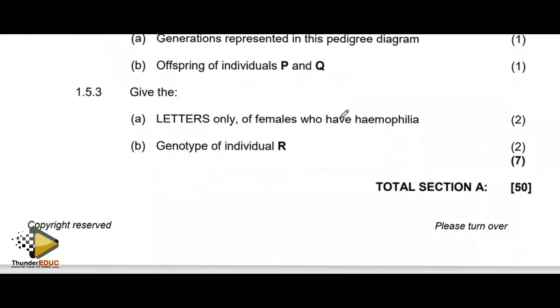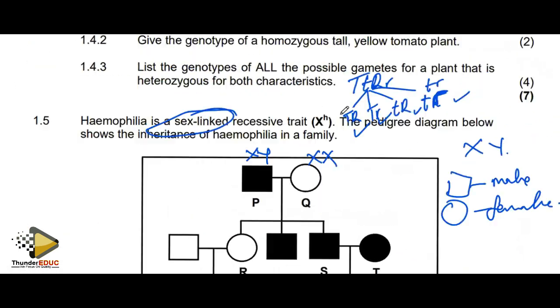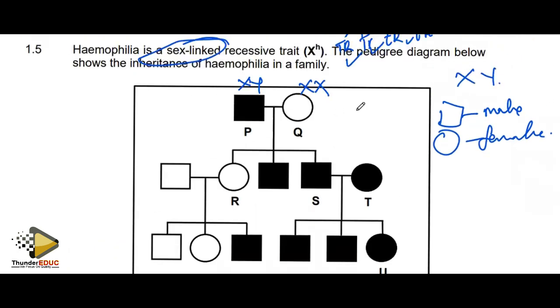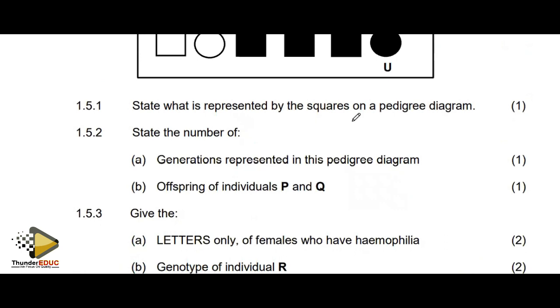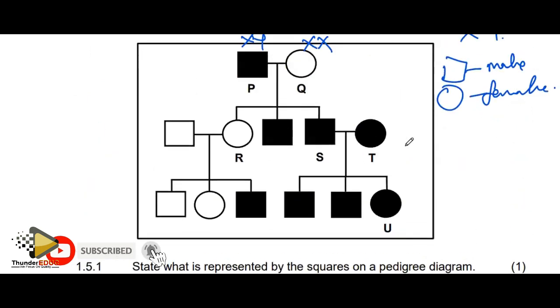They are saying to give the letters only of females who have hemophilia. So the shaded part, because it's recessive, shows they are affected with hemophilia. Give letters only of females who have hemophilia. So the females are 1, 2. So there are 2 people who have hemophilia.